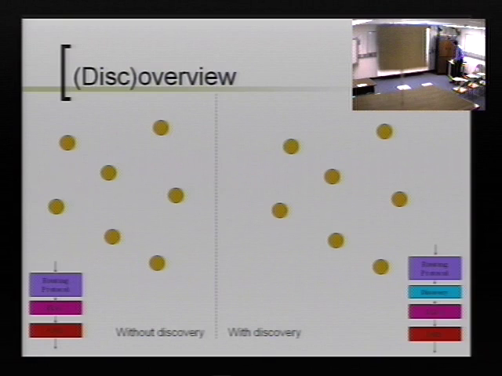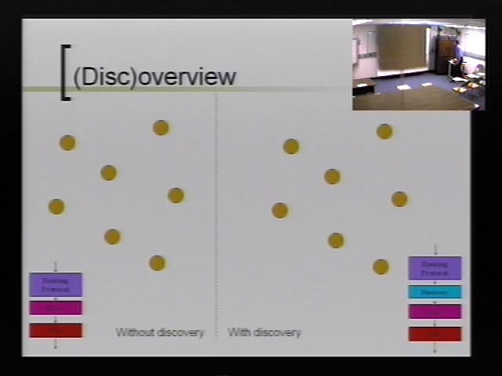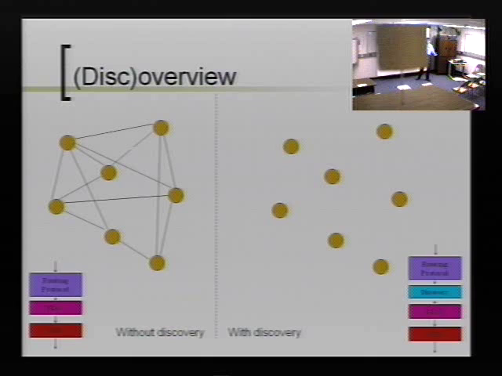And so in a network without discovery, what would happen is a topology is something like this, where if the transmit power is high enough, every node can hear every other node and exchange routing information with every other node. So it's a very dense topology, and it leads to a network with high routing overhead.